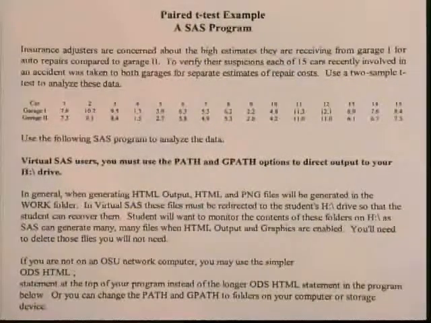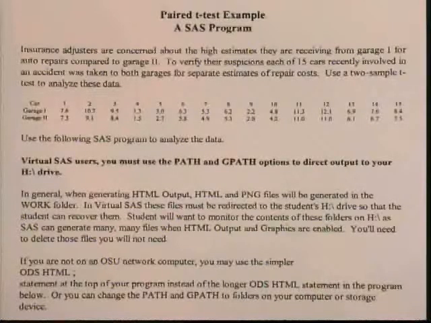Insurance adjusters are concerned about the high estimates they are receiving from Garage 1 for auto repairs compared to Garage 2. To verify their suspicions, each of 15 cars recently involved in an accident was taken to both garages for separate estimates of repair costs. Use a 2-sample t-test to analyze these data.